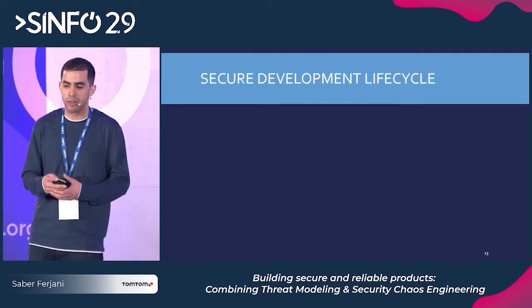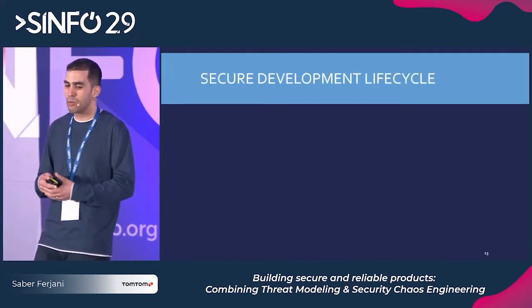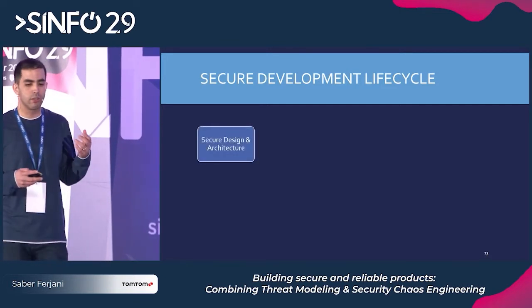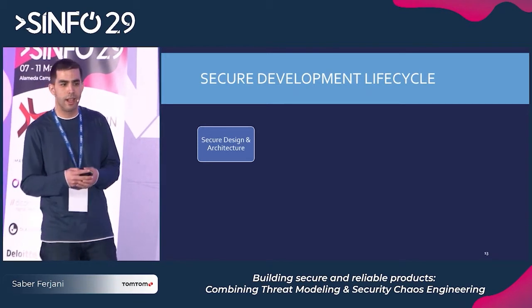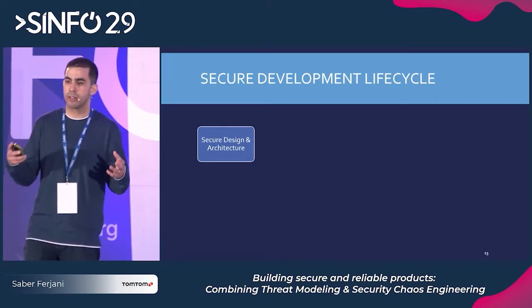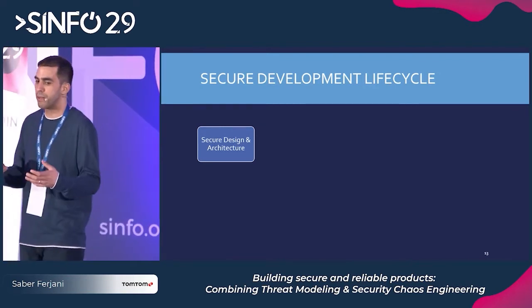Now let's zoom out a little bit and look at what the secure development lifecycle looks like. We start with the secure design and architecture phase, where we just have some kind of requirement, what the product looks like, what the product is expected to do.